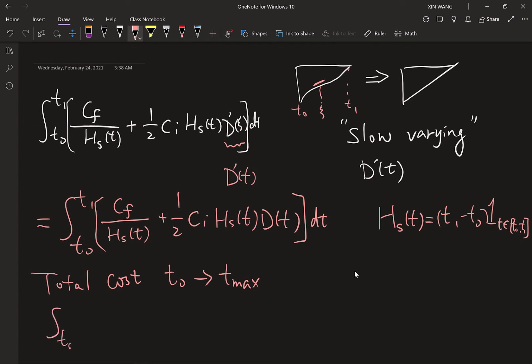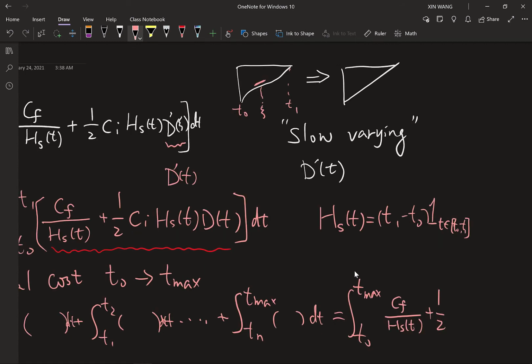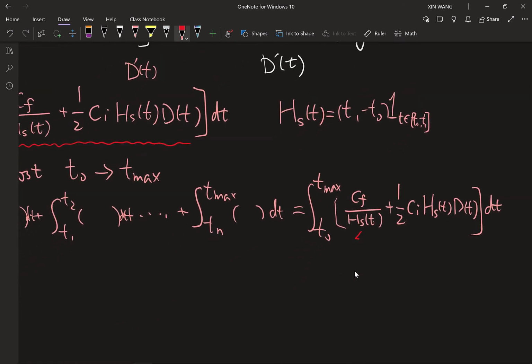So you can see we have t0 to t1, and then some integrand, plus t1 to t2, some integrand, plus until tmax. And then interestingly, you find out the integrand within the cost per shipment is just a function with respect to t. So we can provide the uniform expression for the total cost by just using the integral from t0 to tmax with the function form. Okay, so note that here the definition for the headway needs to be also extended, right?